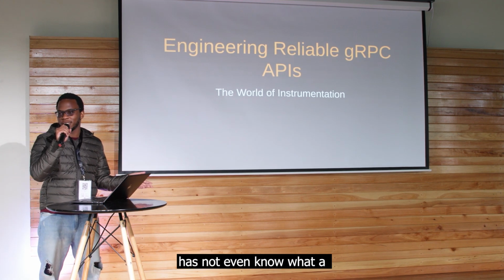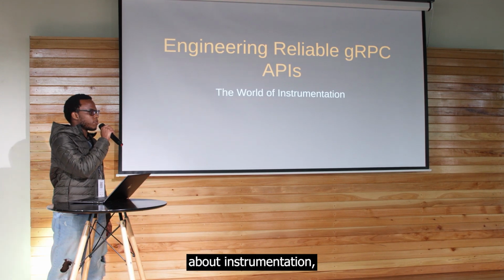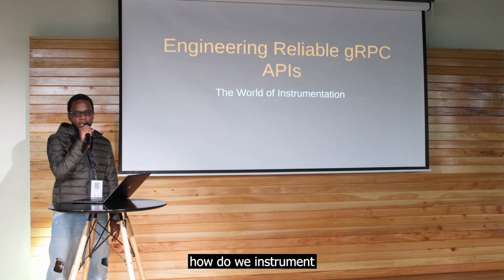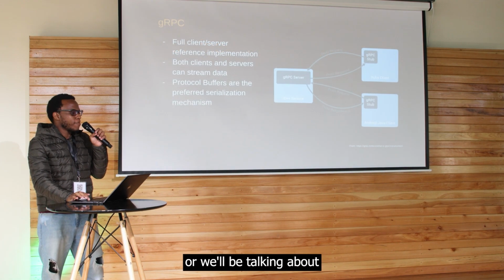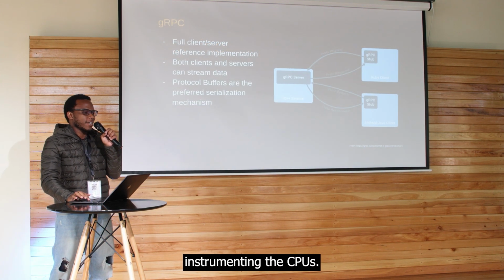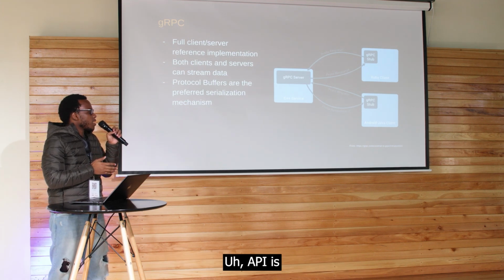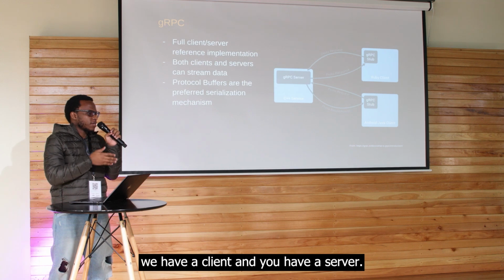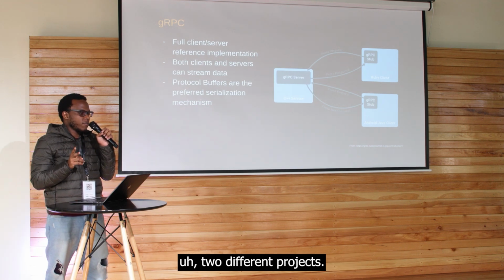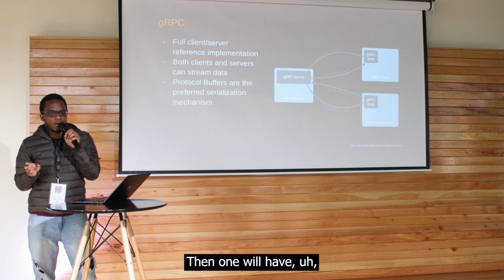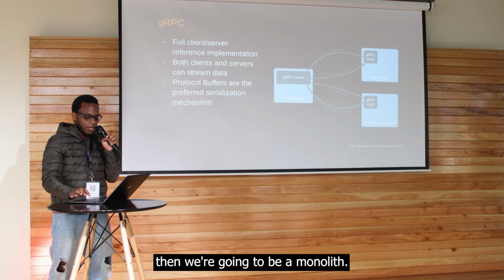I think everyone knows what a gRPC API is by now. So I'd like to talk about instrumentation. How do we instrument gRPC APIs? We'll be talking about instrumenting gRPC APIs. We have a client and we have a server. So we'll just do a demo with two different projects. One will be a microservice, and one will be a monolith.